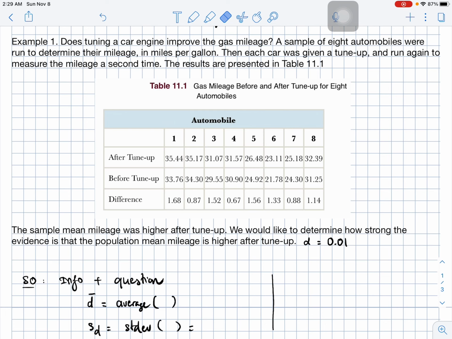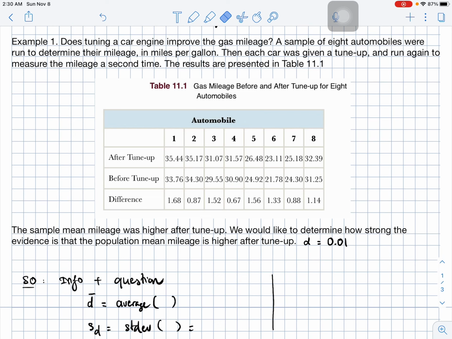The sample mean mileage was higher after tune-up. We would like to determine how strong the evidence is that the population mean mileage is higher after tune-up. Use alpha 0.01. From step 0, we want to write down the given information and the question. The table gives us all the information.